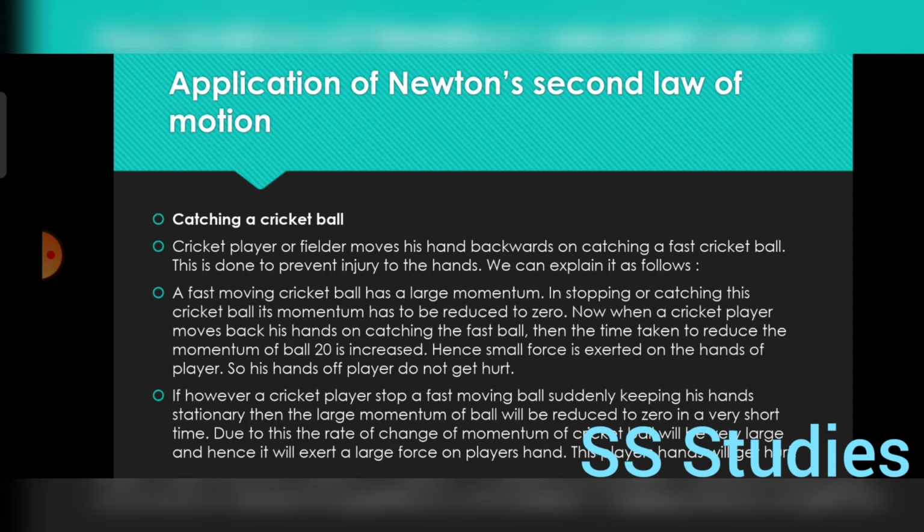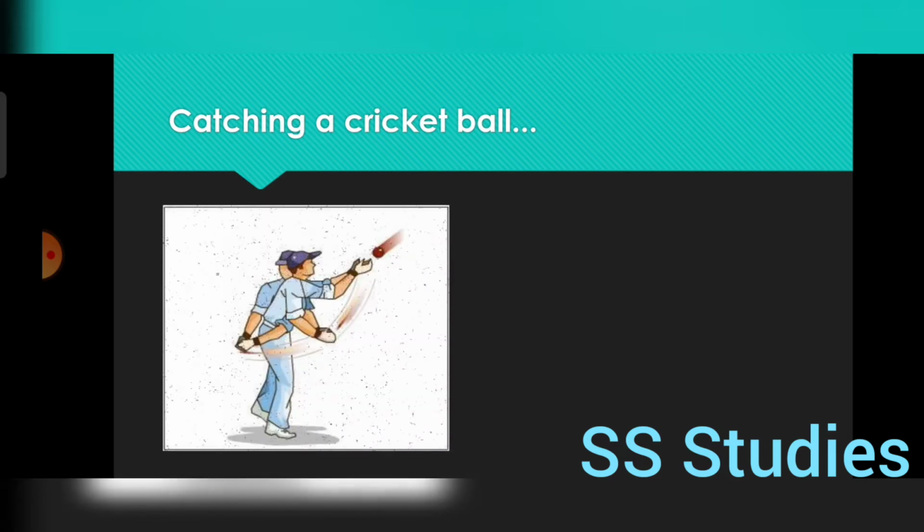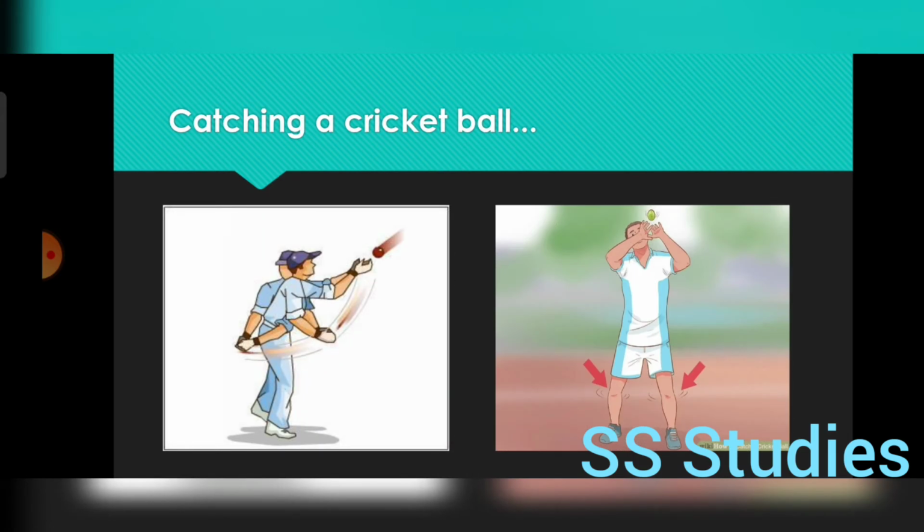If, however, a player stops a fast moving ball suddenly, keeping his hands stationary, then the large momentum of the ball will be reduced to zero in a very short period of time. Due to this, the rate of change of momentum of the ball will be very large, and hence it will exert a large force on the player's hand. The player's hand will get hurt. See guys, here you can see how the cricket player or the fielder catches a cricket ball.